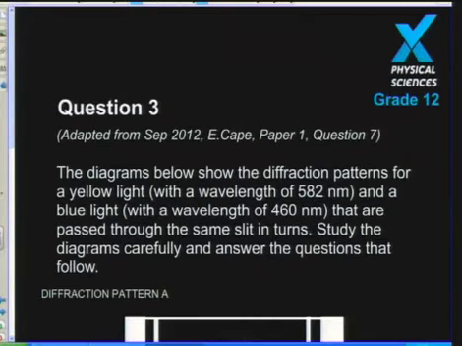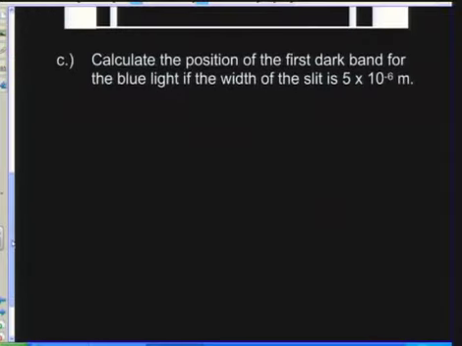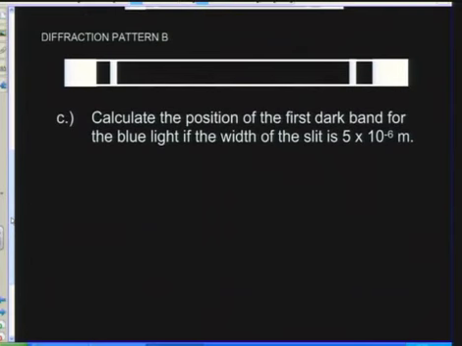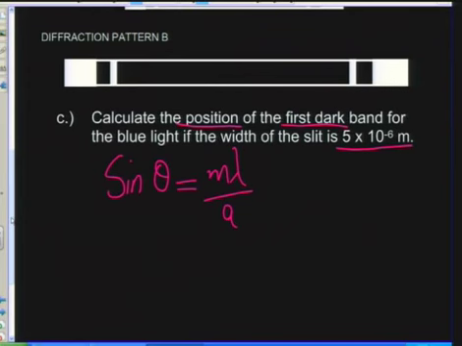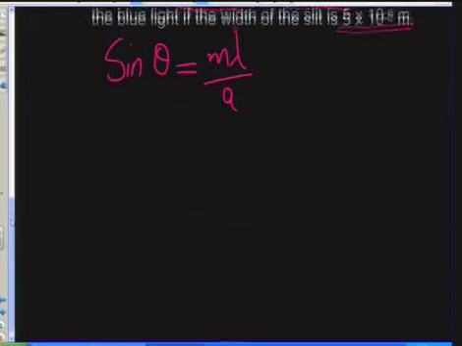All right, moving on, let's see if we can do question C with the little time that is left. It says, calculate the position of the first dark band for the blue light if the width of the slit is 5 × 10^-6 meters. Here you need to use the equation I've just written down to find the angle theta, where a is the size of the slit, lambda is the wavelength, and m is the number of the dark band. So let's find out what sine theta is going to be.